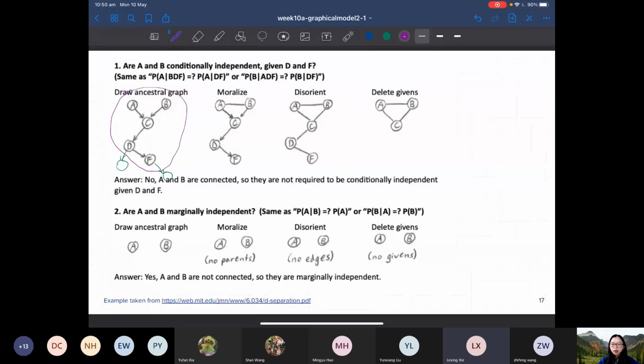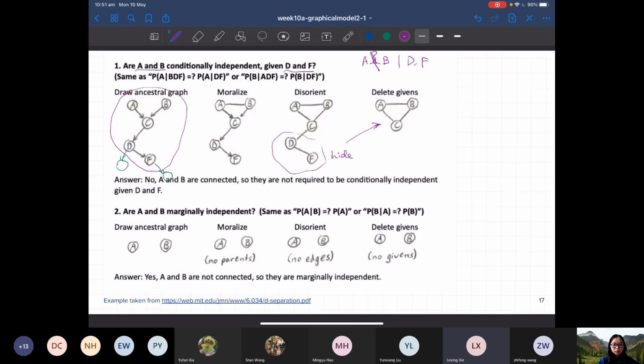And then now we read the question more closely. We say that we wanted to reason about A and B, right? Whether A and B are conditionally independent given D and F, right? So we delete or we hide the nodes being conditioned on. In this case, we hide this to get that. And then we simply see if A and B are still connected in this graph. In this case, it is. So therefore, A and B are not conditionally independent given D and F.